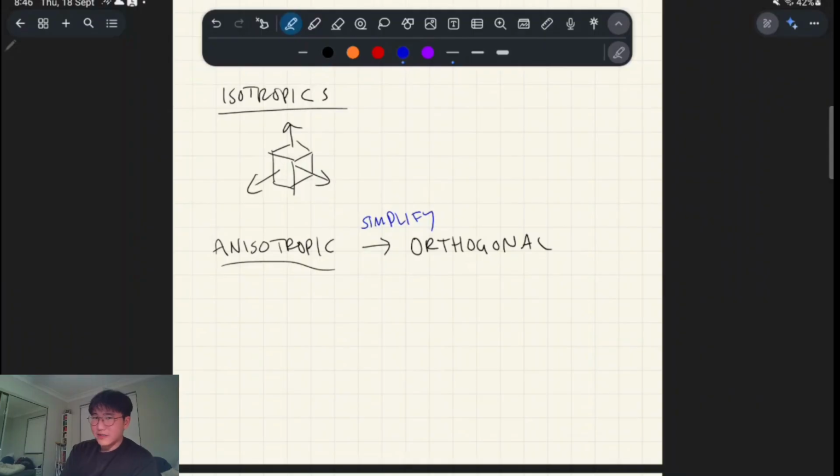Because timber is a very complicated material, and we want to be able to have an approximation which can cover most cases, and so we simplify it to be orthogonal, orthotropic. So orthogonal means like at 90-degree angles, right? So if you have your X, Y, Z directions, those are orthogonal to each other, right?